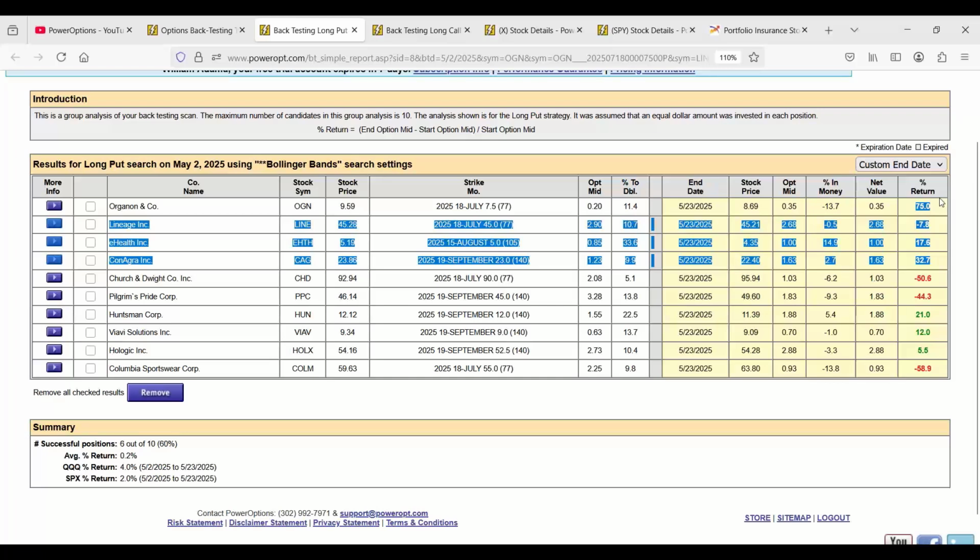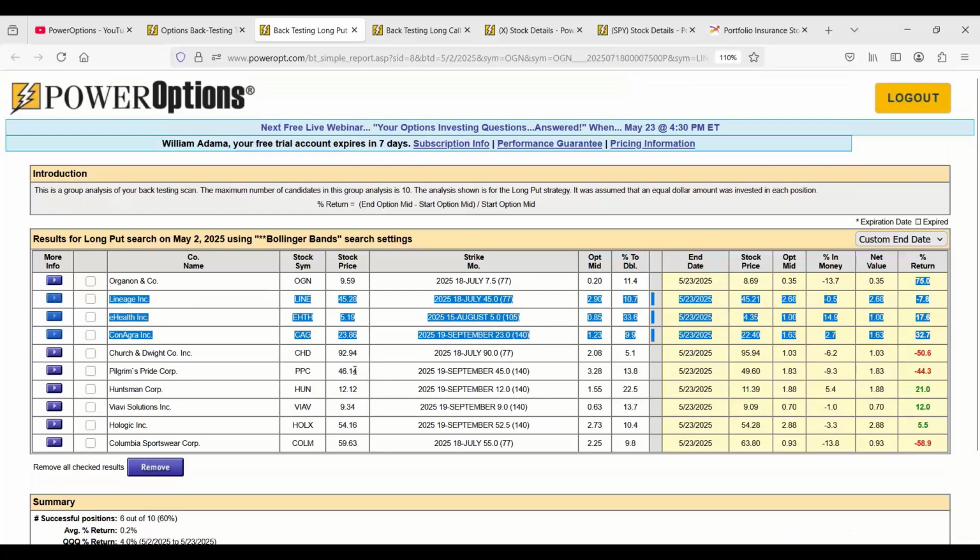If you took 3 of the first 4 trades, you still would have had a profit. If you would have taken 4 of the first 4 trades, you would have been profitable as well. So, something to look at there.